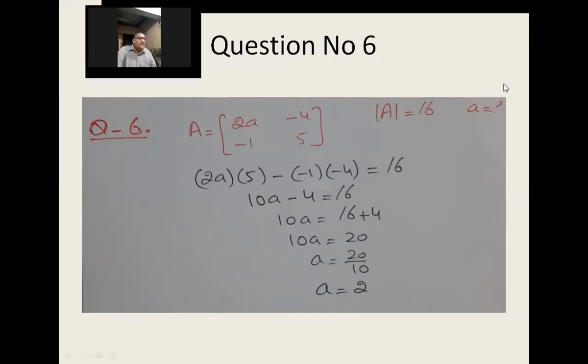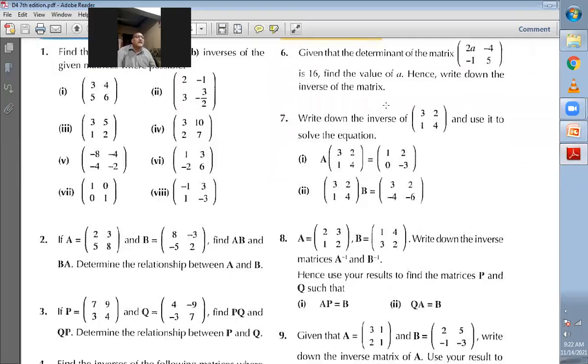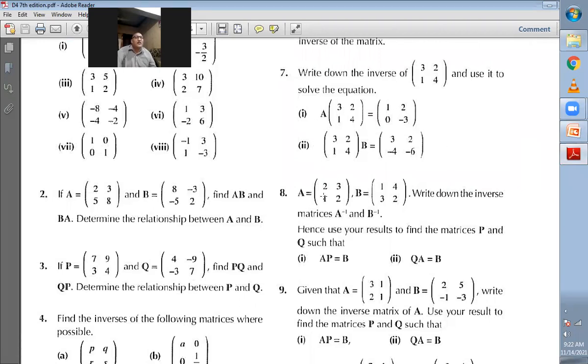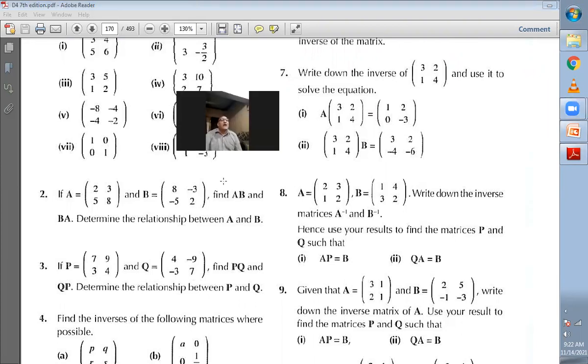So let's go to the next question. The next question coming up on your screen is question number 7. Here we have: write down the inverse of the matrix 3, 2, 1, 4, and use it to solve the equation. Okay, so first of all, I will find the inverse of this matrix.